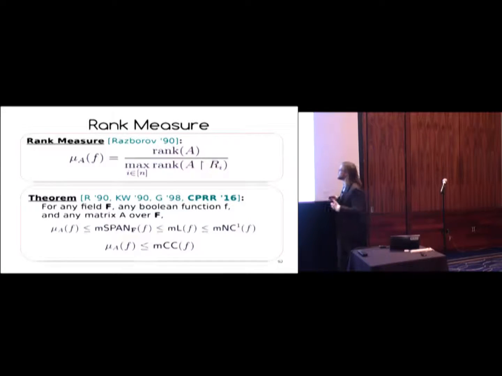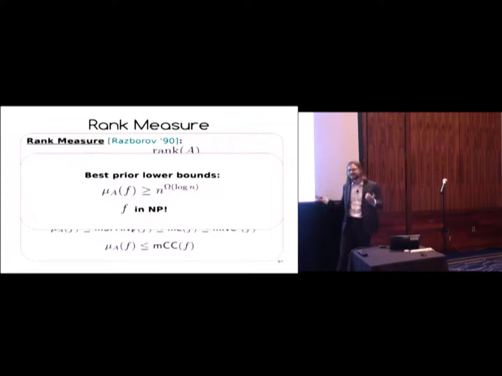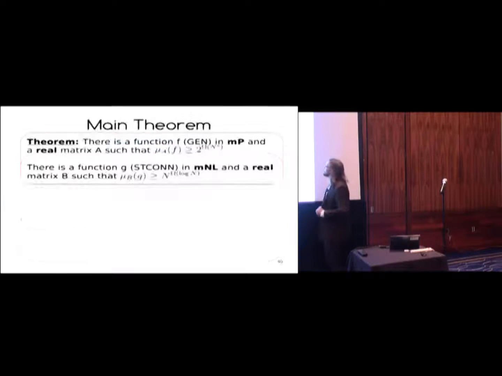But now, of course, what's the catch? Well, the catch is that the best prior lower bounds are quasi-polynomial for a function in NP. These are more or less the strongest lower bounds that are known. Okay, so can we improve the state of the affairs? Well, that's our main result.